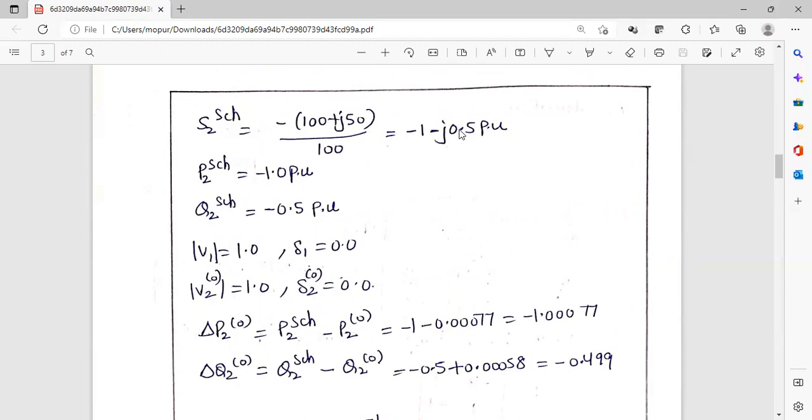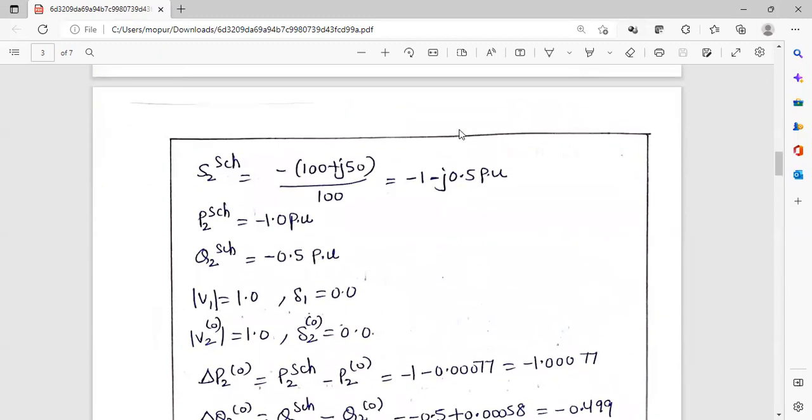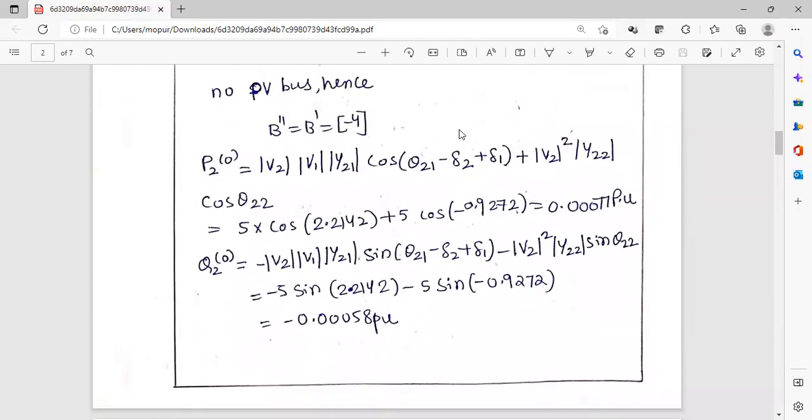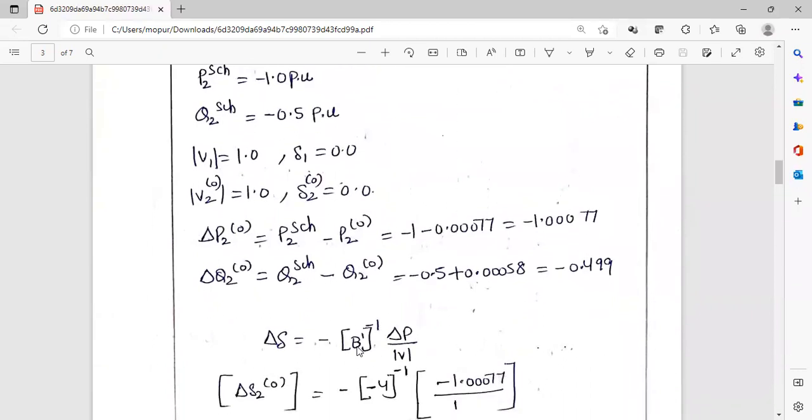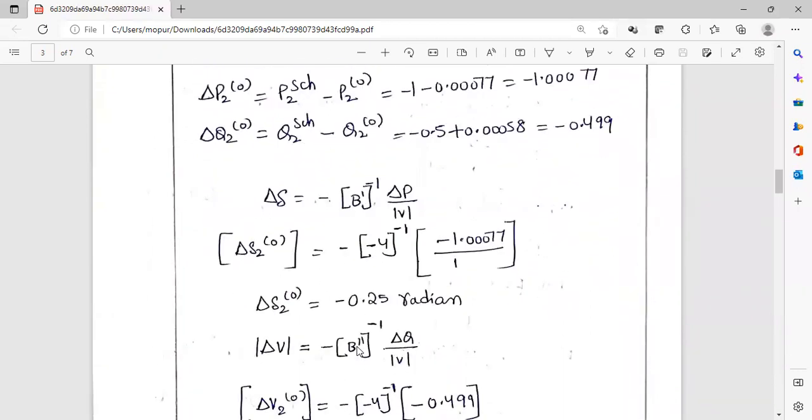reactive power. Then the calculated power will be calculated using the formulas which were already derived in Newton-Raphson. Using these formulas, we will be calculating the calculated powers for the 0th iteration. Then you will be getting the residual powers. Then for fast decoupled, as I had already explained the derivation, this is the final formula obtained in the fast decoupled load flow solution.